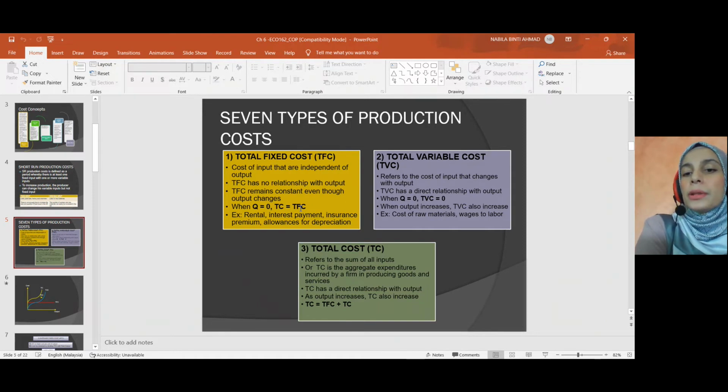Right? Total variable cost refers to the cost of input that changes with output. Maknanya di sini, sekiranya kita produce banyaklah kita punya total variable cost. So total variable cost ni berubah-ubah apabila output berubah. So when quantity equals to 0, total variable cost juga 0. Okay, so contoh macam cost of raw materials, wages to labor, electricity bills and so on, itu merupakan total variable cost. Total cost pula adalah sum of all input. So kita tambah total fixed cost dengan total variable cost, dia akan menjadi total cost.